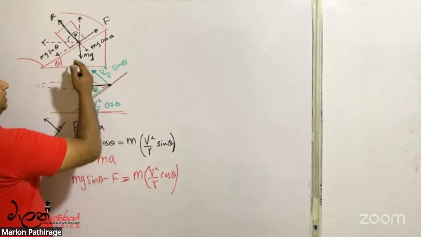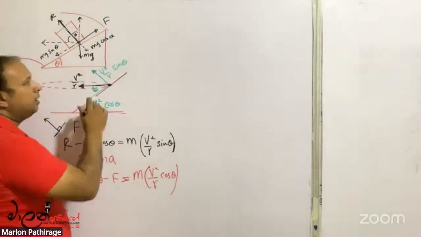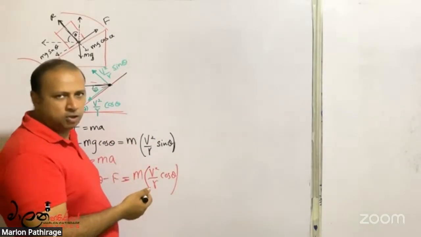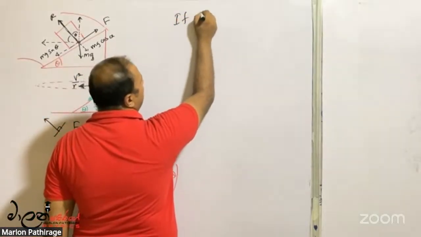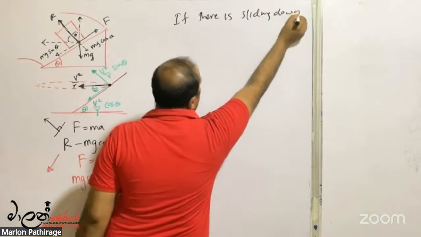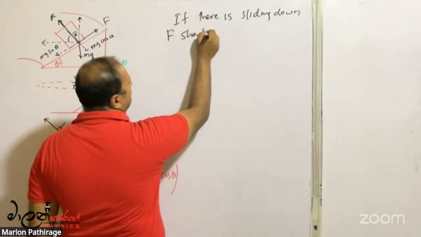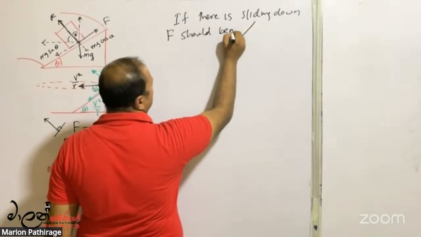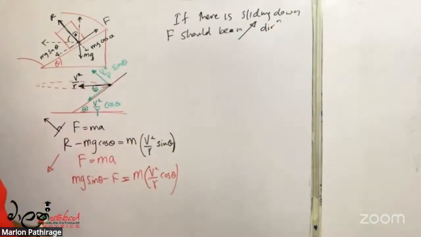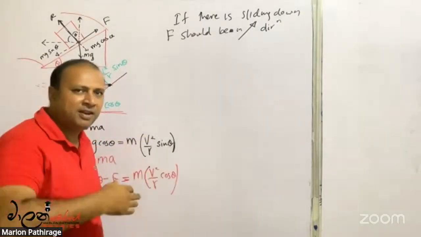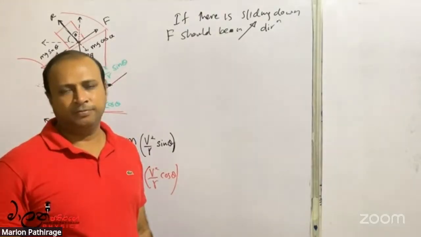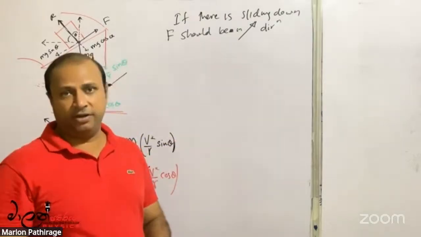Now it is very clear: if there's a sliding down, the friction force should be in the upward direction. Therefore, if there's no sliding down, F should be in the downward direction.